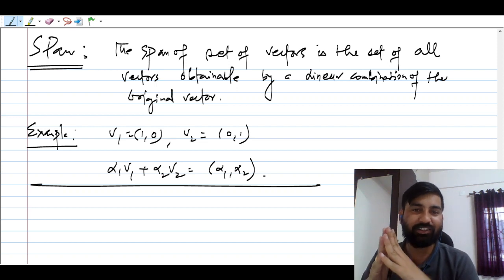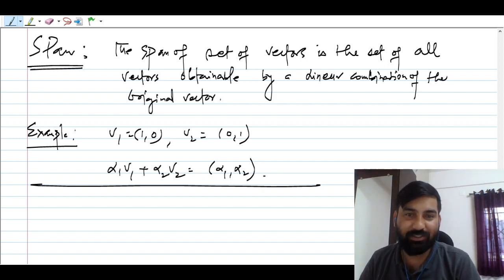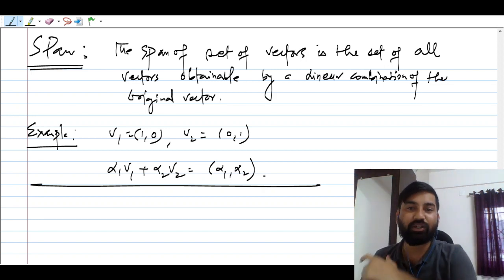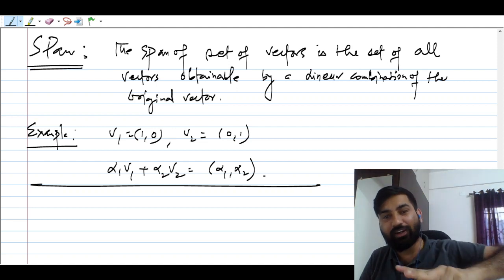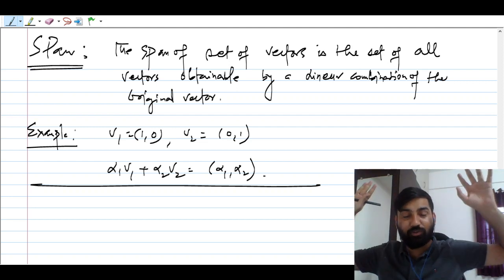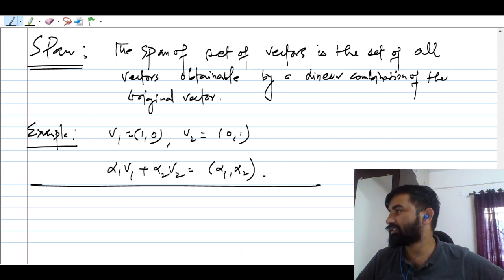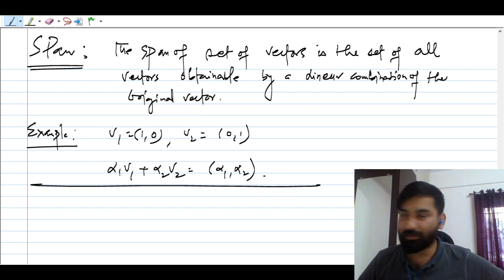Span means that you can take all possible linear combinations and you can fill the entire space, okay? So from one vector you can get many vectors. If you have two vectors, you can take the linear combination of those vectors and you can get many vectors, right? You can fill the entire space, okay? So I will take a simple example so that you can understand geometrically, okay?